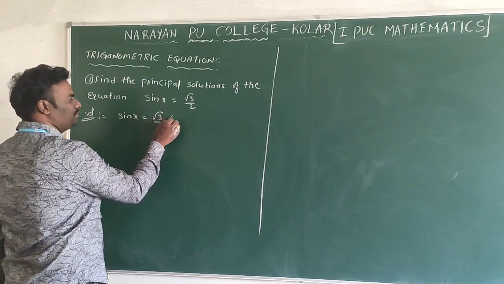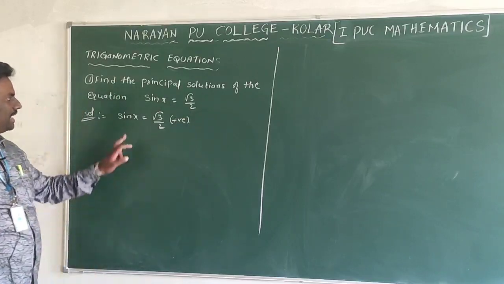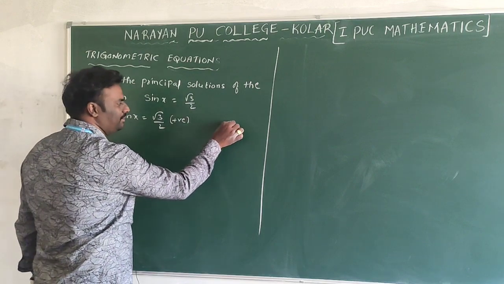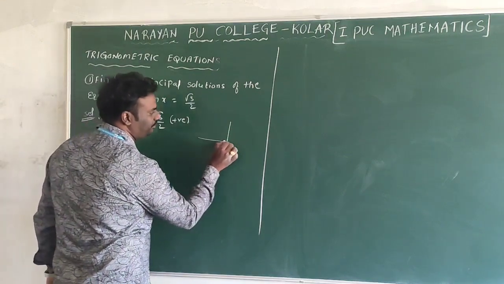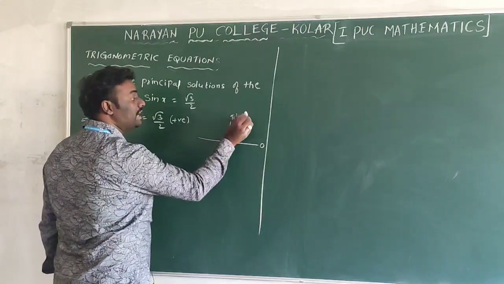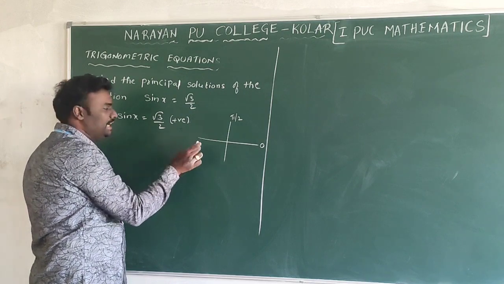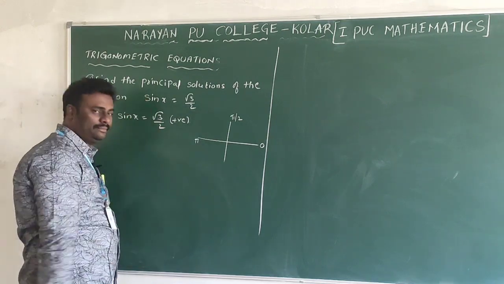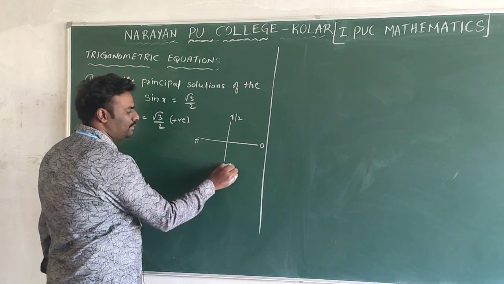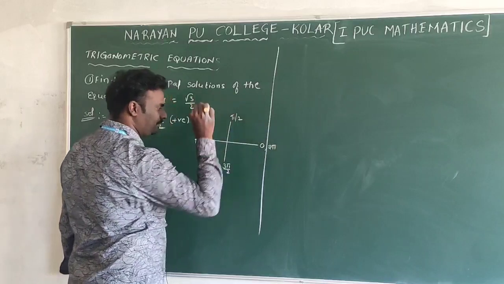This is positive, very clear. Now, sin is positive in which quadrant? I will draw the rough diagram. 0, 90 is nothing but pi by 2, 180 is nothing but pi, 270 is nothing but 3 pi by 2, 360 is nothing but 2 pi.